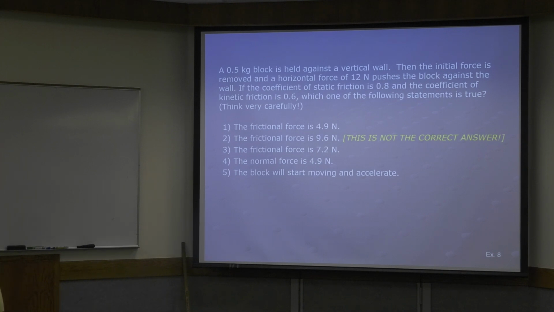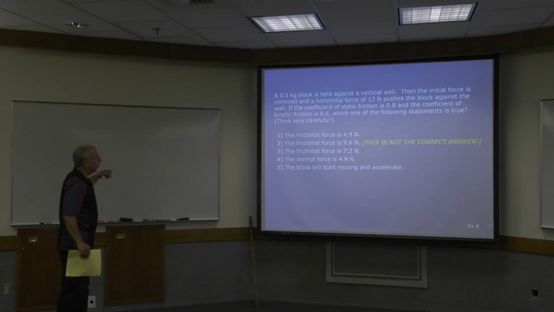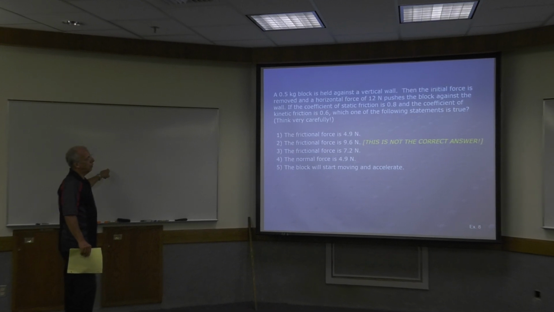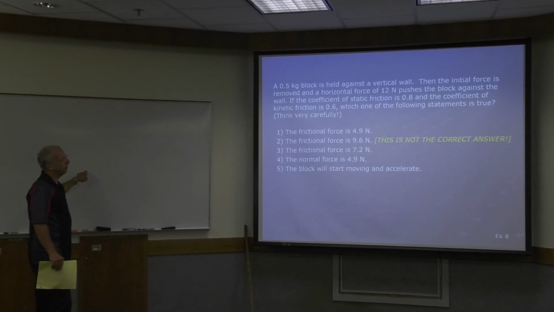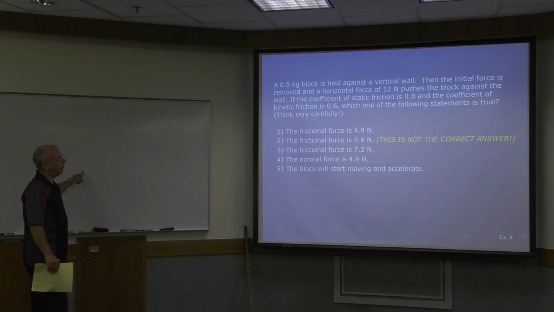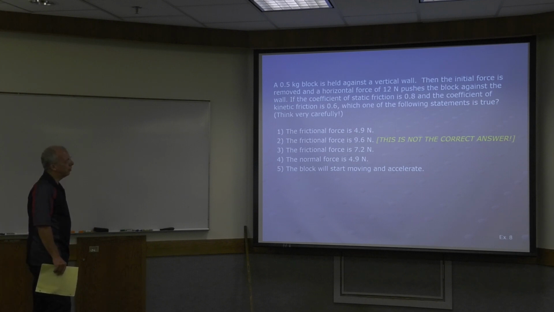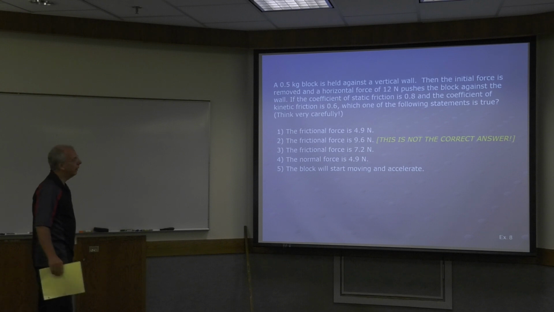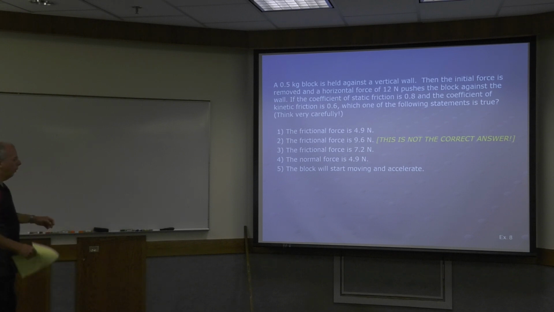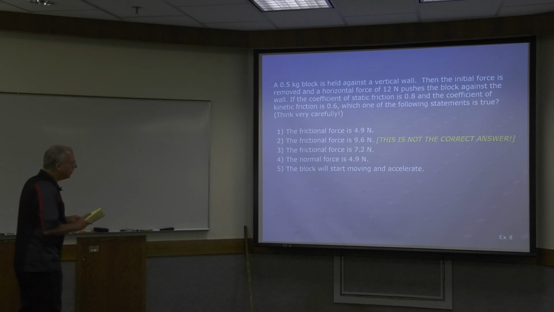A 5 kilogram block is held against a vertical wall, like that. Then the initial force is removed, and a horizontal force of 12 newtons pushes the block against the wall. If the coefficient of static friction is 0.8 and the coefficient of kinetic friction is 0.6, what happens? I mean, that's basically what, right? Okay. Now, wow. Let's just think about it.